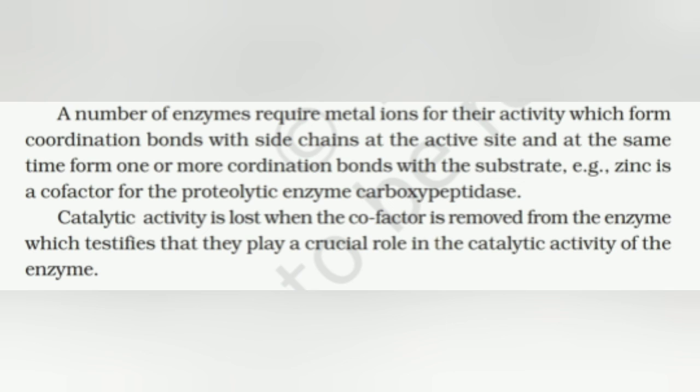So that is why they are very important to remember. So the enzymes which have two parts, they have apoenzyme plus cofactor, and cofactors are of three types: prosthetic group, coenzyme, and metal ions.